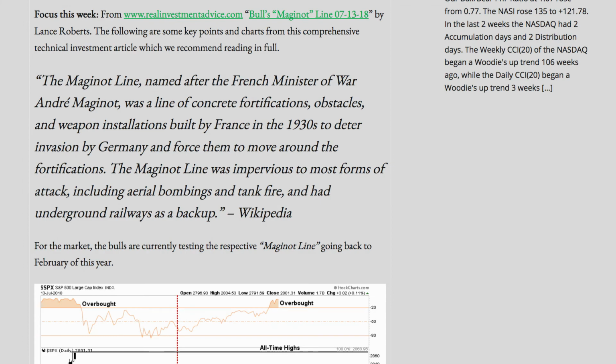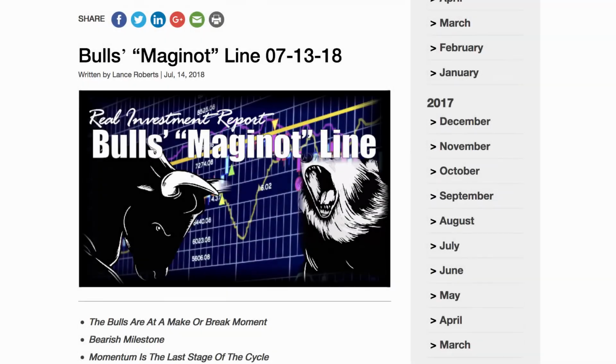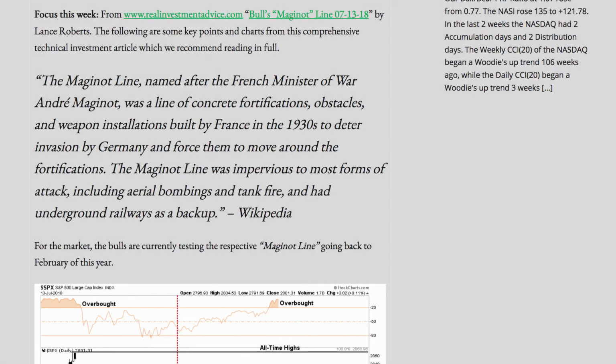Focus this week from www.realinvestmentadvice.com. Bulls Maginot Line, 7-13-18 by Lance Roberts. The following are some key points and charts from this comprehensive technical investment article, which we recommend reading in full. The Maginot Line, named after the French Minister of War André Maginot, was a line of concrete fortifications, obstacles, and weapon installations built by France in the 1930s to deter invasion by Germany and force them to move around the fortifications.